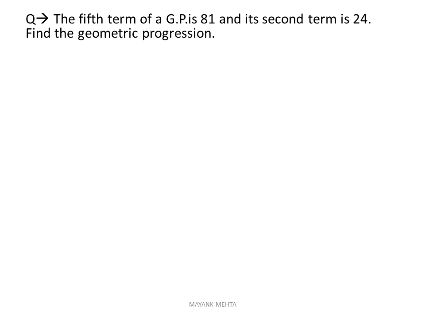Now, the fifth term of a GP is 81 and its second term is 24. Find the GP. आपको GP ढूंढना है. आपको दो वैल्यू दी गई है. Fifth term is 81 and second term is 24. So first आपको दिया है fifth term is 81. Fifth term means a into r raised to 4 is equal to 81. Second term is 24. That means a into r is 24.